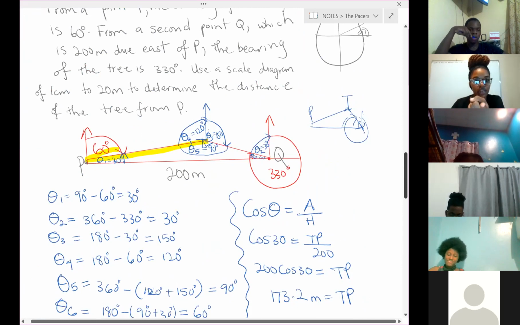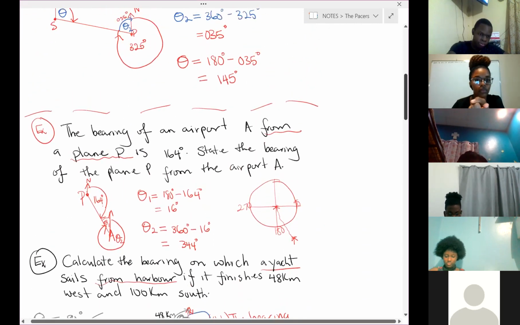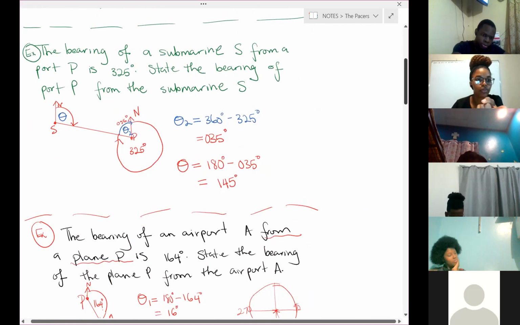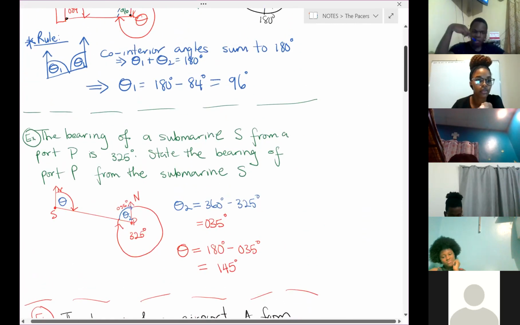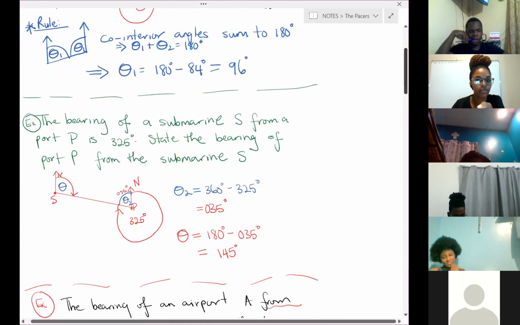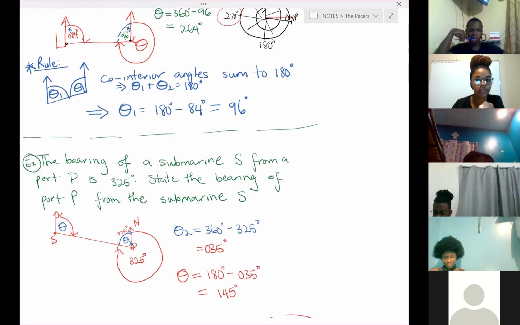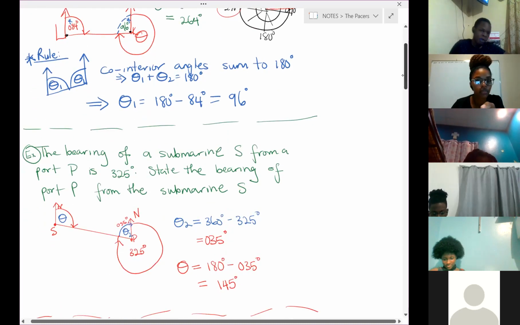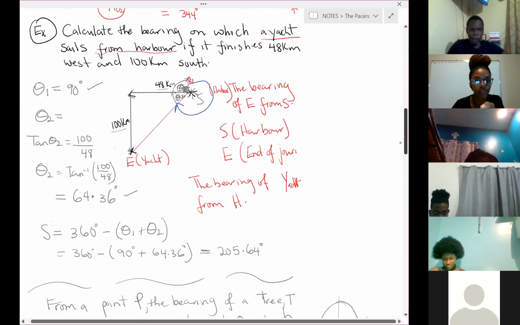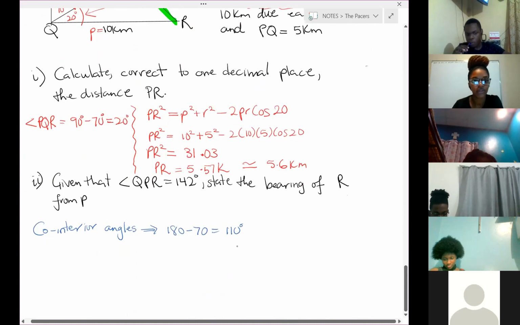One, the 60 and the 120. Two, the 145 and the 35. Three, 96 and 84. Yeah, a couple, right? Most of the questions so far we use co-interior angles. So I would have liked you all to identify it by now.